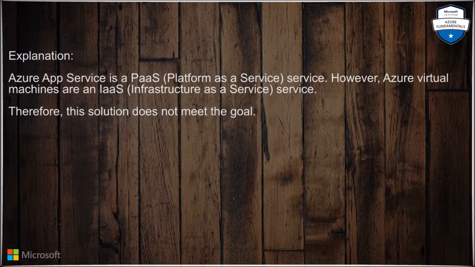Explanation. Azure App Service is a PaaS, Platform as a Service, service. However, Azure Virtual Machines are an IaaS, Infrastructure as a Service, service. Therefore, this solution does not meet the goal.